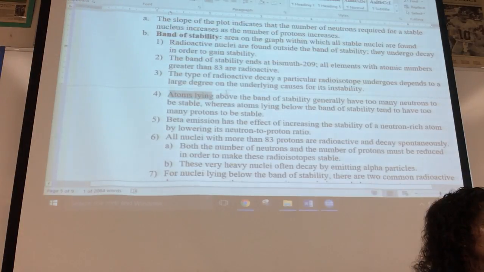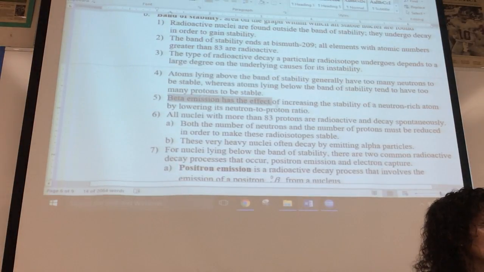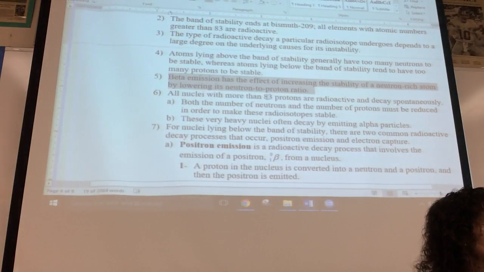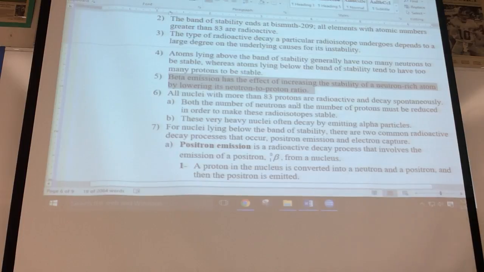And we'll go through a few examples, but you might actually start to see it from there. It says atoms that are above the band of stability have too many neutrons, so they'll undergo decay that'll decrease neutrons and or increase protons. Beta emission, we said, increases the number of protons, and that will lower the neutron to proton ratio. We already talked about what happens for elements that have more than 83 protons.